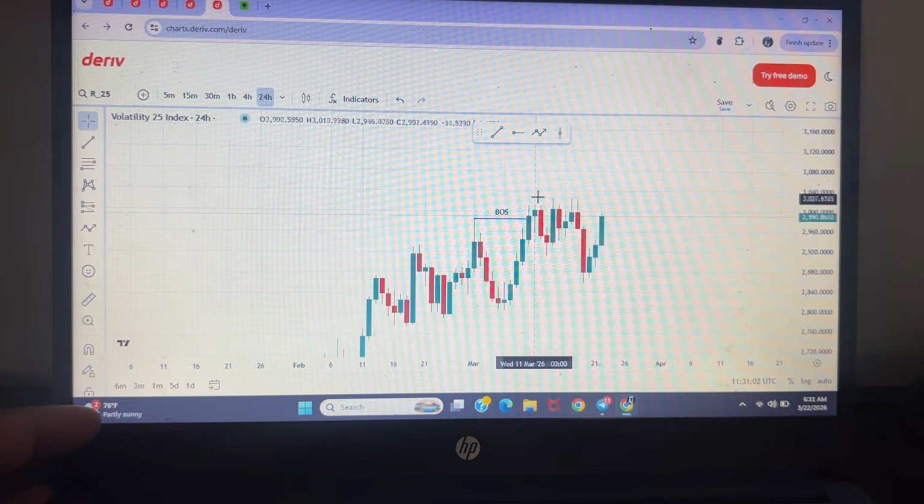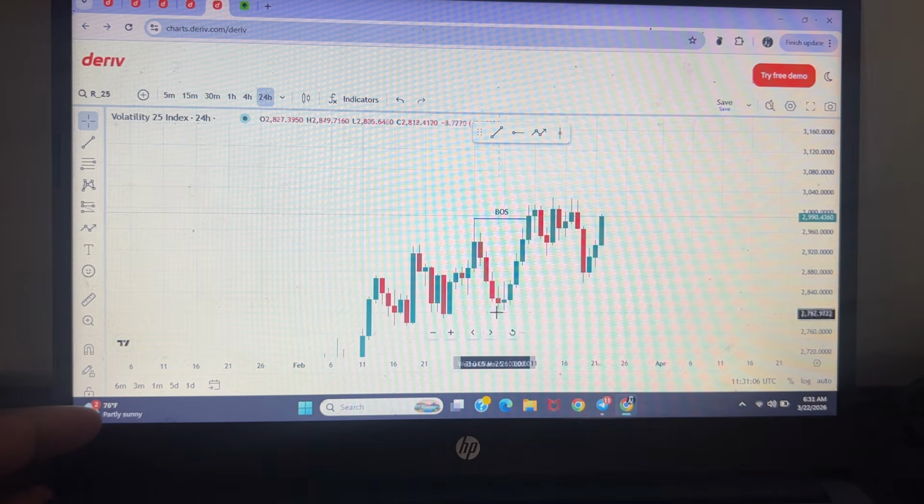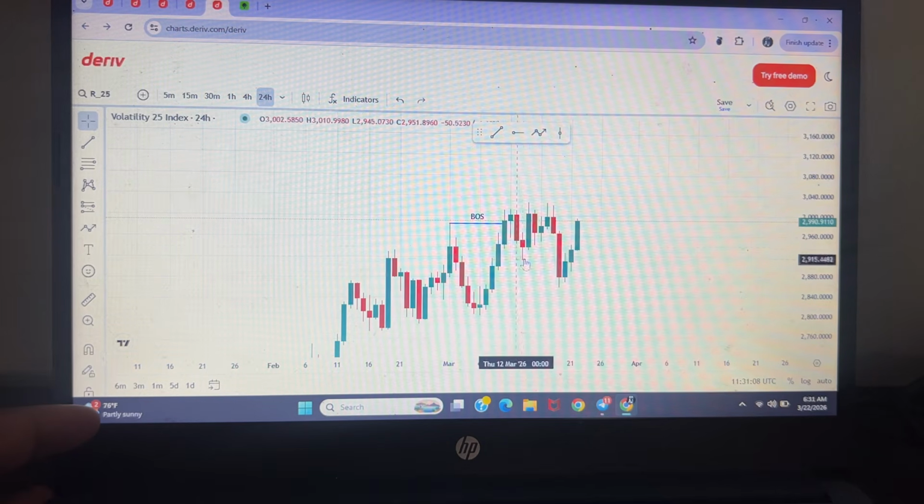So now we've got a new higher high right there. As you see, price pulled down to form a new higher low, but it didn't break this, so it formed a new higher low right here. So this is the new higher low.